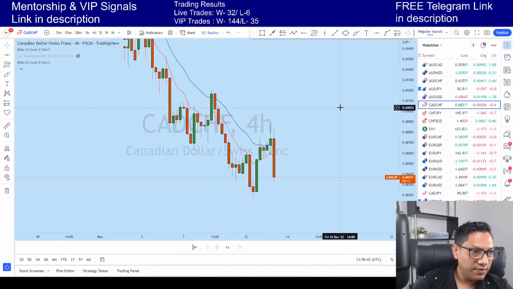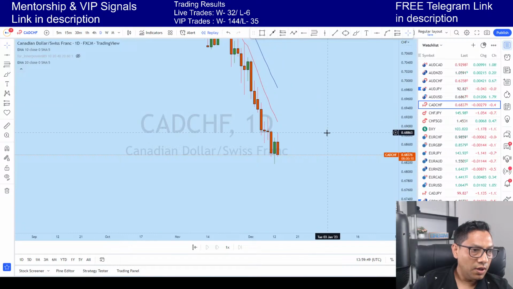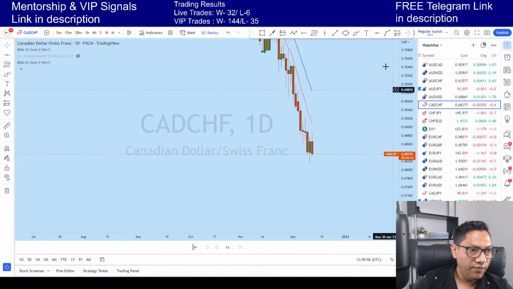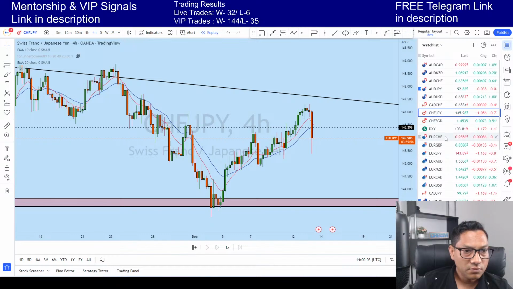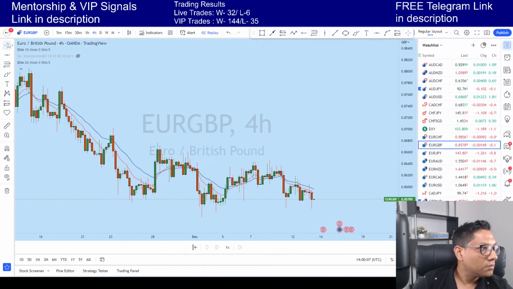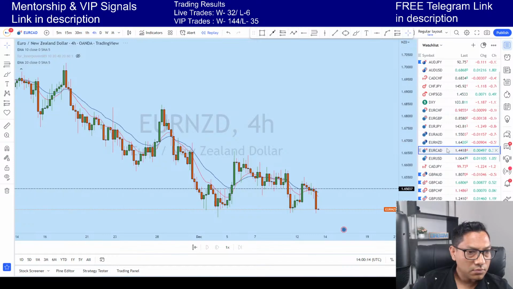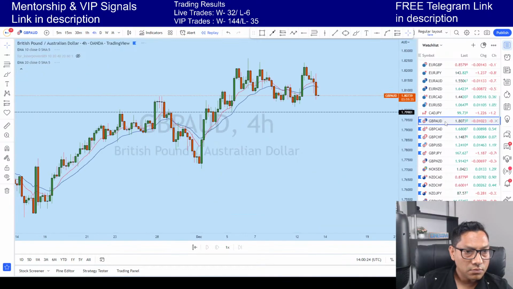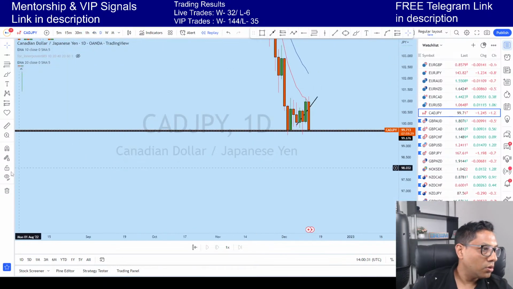Okay, so looking at CAD CHF, guys, if I look at the daily, CAD CHF also is preparing for a drop. If we look at the weekly price action and daily, this is in fact a bearish move. On the 4-hour, we see that, so looking at CAD JPY, looks like CAD JPY could continue to drop.